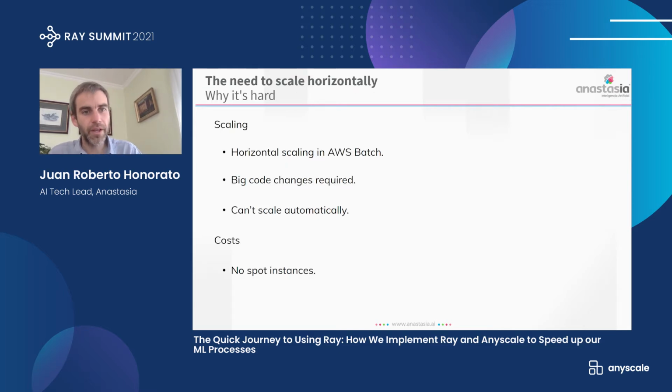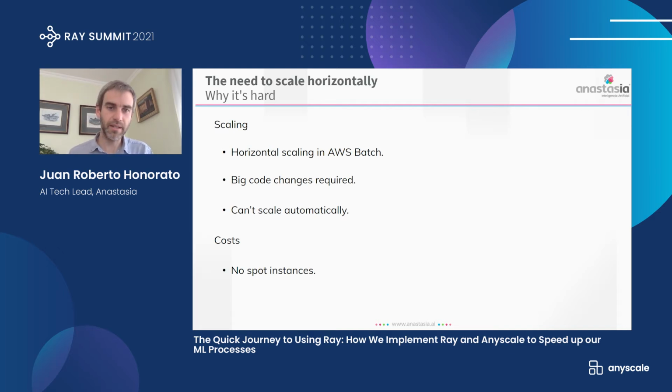So why it's hard to solve the issues we were seeing, namely the scaling part and as well the cost. With a particular service that we were using, being AWS Batch, you can do horizontal scaling and in that way process your dataset distributedly.